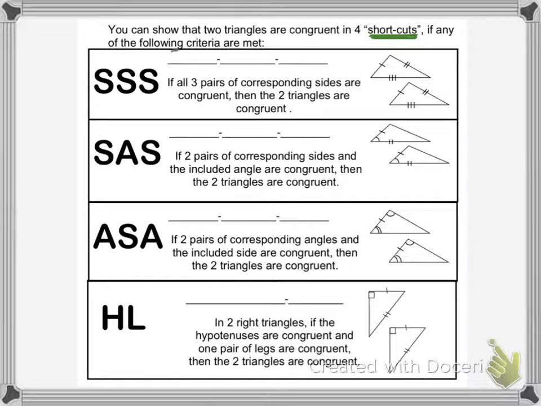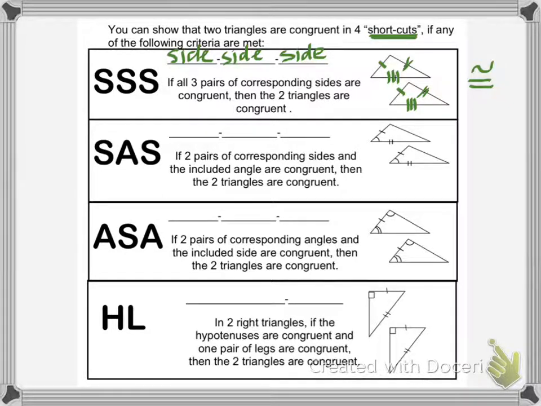SSS stands for side, side, side. And it's exactly what it sounds like. If all 3 pairs of corresponding sides are congruent, then the two triangles are congruent. So if all I know is about the sides, I've got 1, 2, 3 pairs of congruent sides, and I don't know anything about the angles, that is actually enough information for me to say that those two triangles are congruent. Okay, so that's kind of like a shortcut. That's side, side, side. We just say SSS.